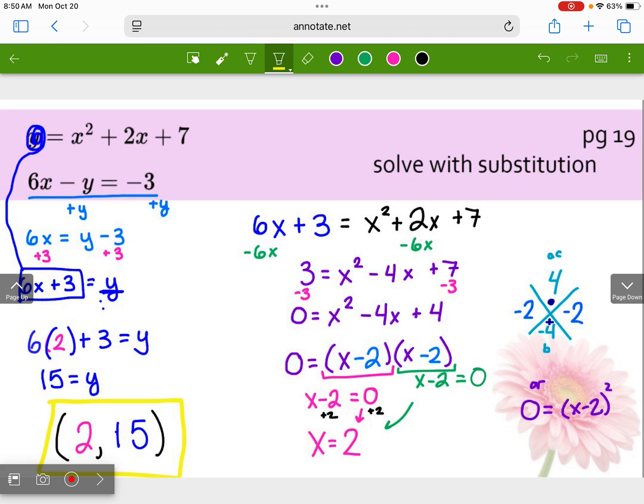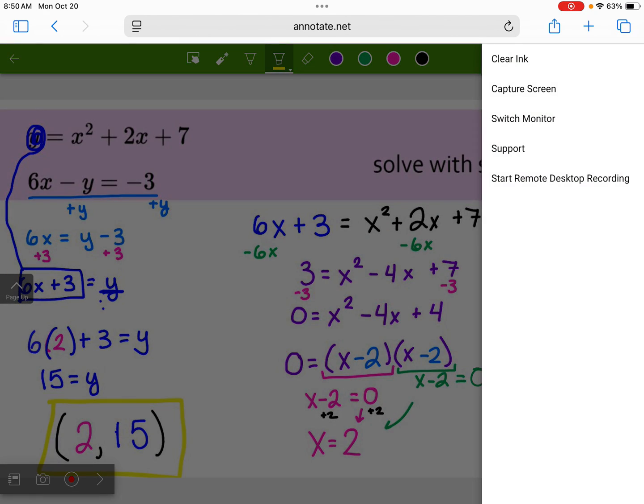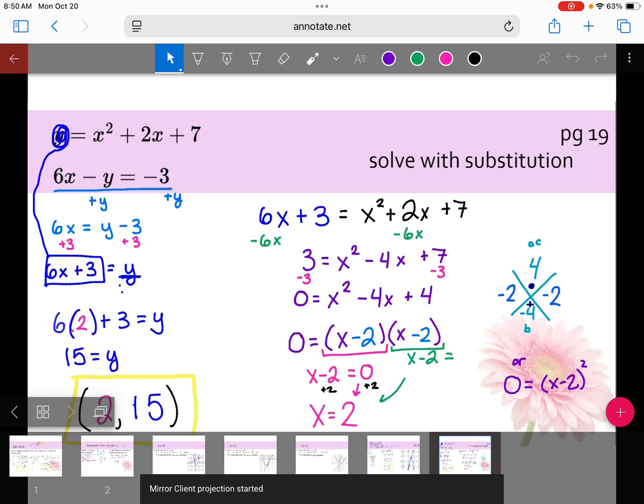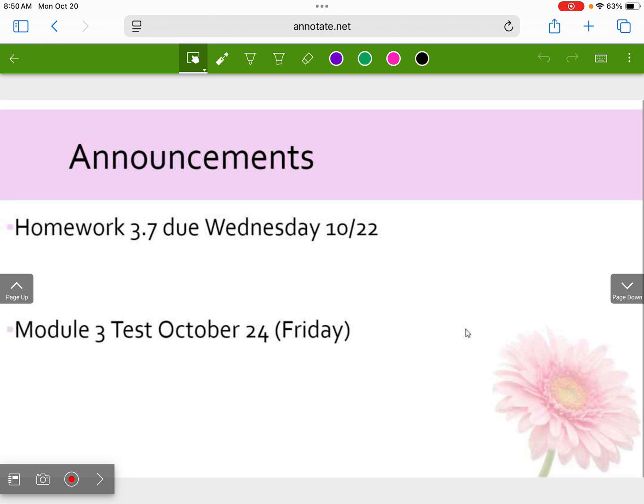I'm so good. Capture screen. There we go.